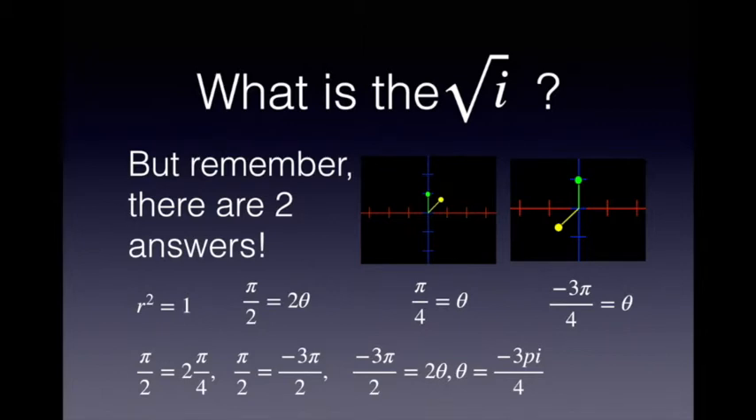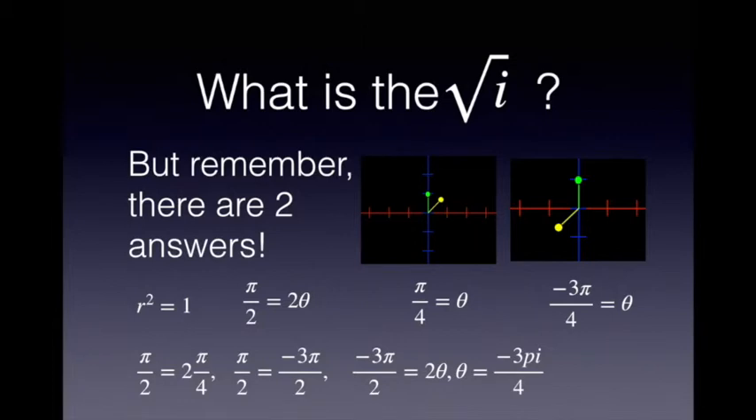But remember, there's another way to get to i. I could go positive angles counterclockwise from the real axis up to i, or I could do negative angles clockwise from the real axis all the way around the other direction to the imaginary axis. And if I go clockwise, I have to go 270 degrees in the negative direction, which is the same as negative 3 pi over 2.